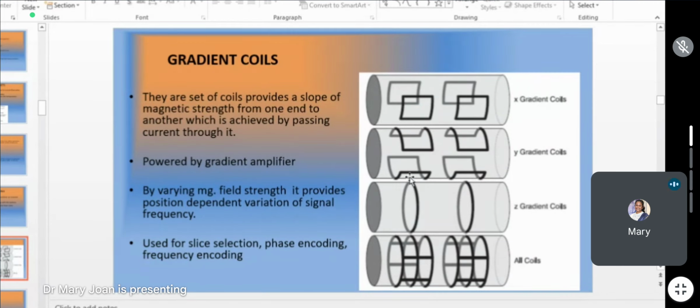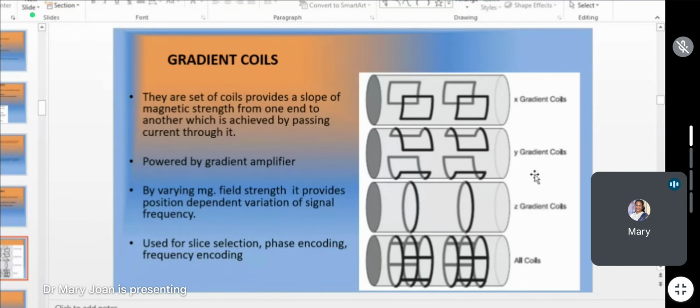The gradient coils are a set of coils that provide a slope of magnetic strength from one end to another, which is achieved by passing current through them. Powered by gradient amplifiers, by varying the magnetic field strength, they provide position-dependent variation of signal frequency. They are used for slice selection, phase encoding, and frequency encoding.